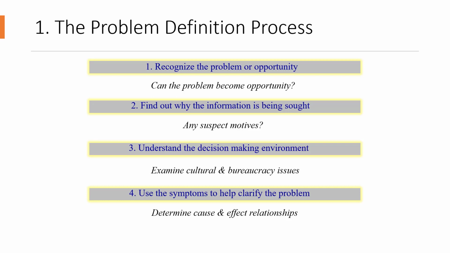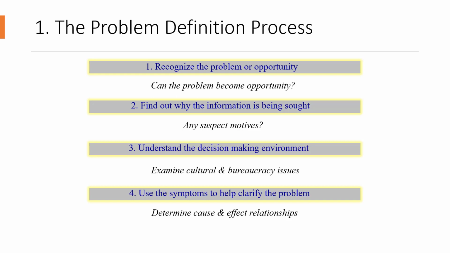Step number 2 is to find out why the information is being sought. So before you conduct your research, you find out what the problem is. We need to understand any other suspected motive, like why are we doing this research? Why are we gathering this information? This is to see if there's a legitimate reason to gather information to solve a particular problem.